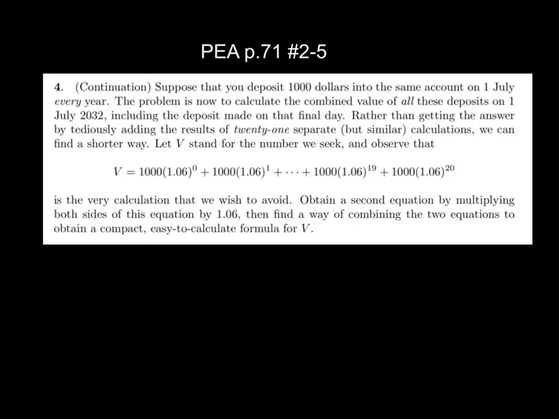So, a continuation from the last one. Here's the idea. We're depositing $1,000 every year for 20 years, and we want to calculate how much all of these would be worth with the interest 20 years later. It says rather than getting the answer tediously by adding the results of 21 separate calculations, we can find a shorter way. The very first moment that we enter, we're going to put money in. That's going to be times 0. So after 20 years, that is going to be our amount for that one.